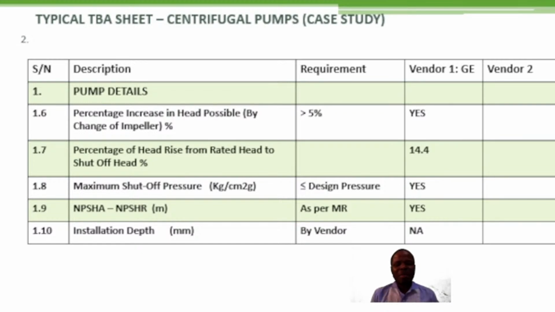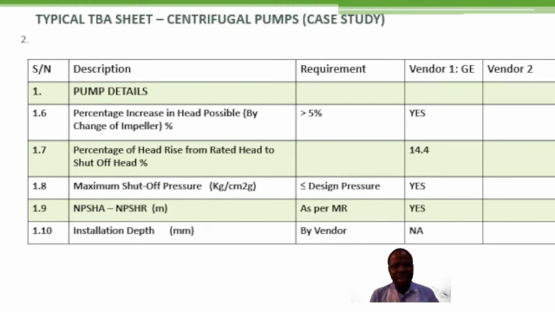You see, these are some of the standard requirements as stated in API 610. So it is expected that all pump vendors, the pump manufacturers intending to supply a particular centrifugal pump to meet your process requirement, must meet some of these basic design requirements. So one is that percentage increase in head possible. As per requirement, it has to be greater than 5%.